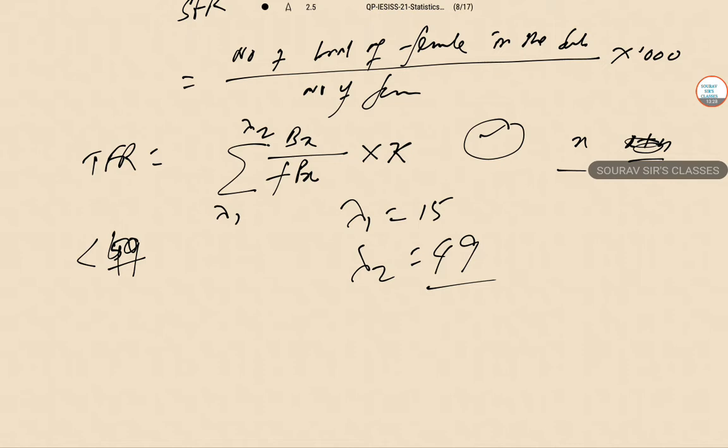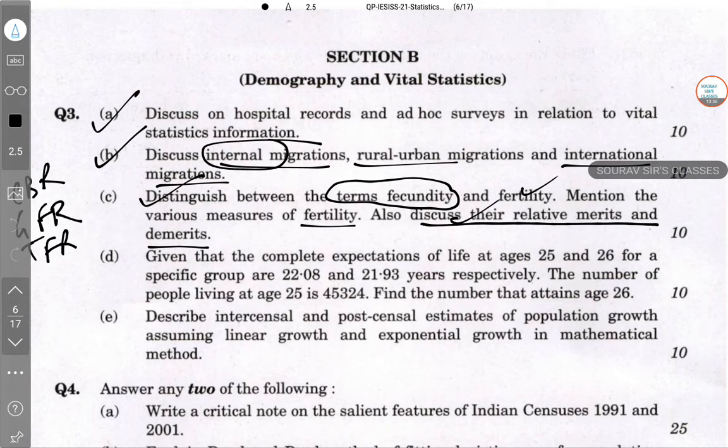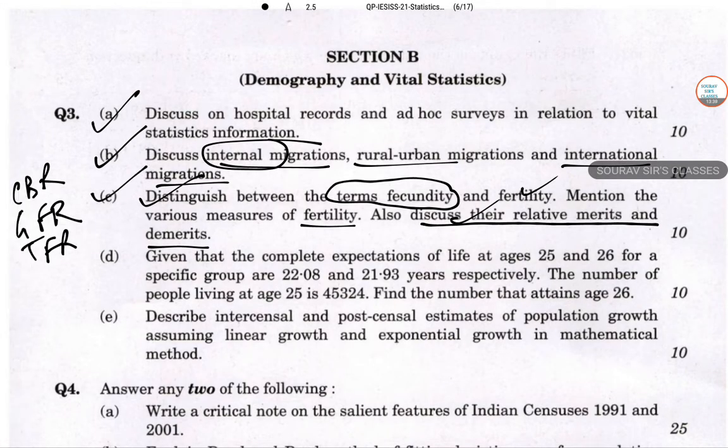So if the number of women at each age is decreasing, these all become very important. So this is the answer to this question. I went a little bit long, but this was needed because vital statistics related information is not that easily available.